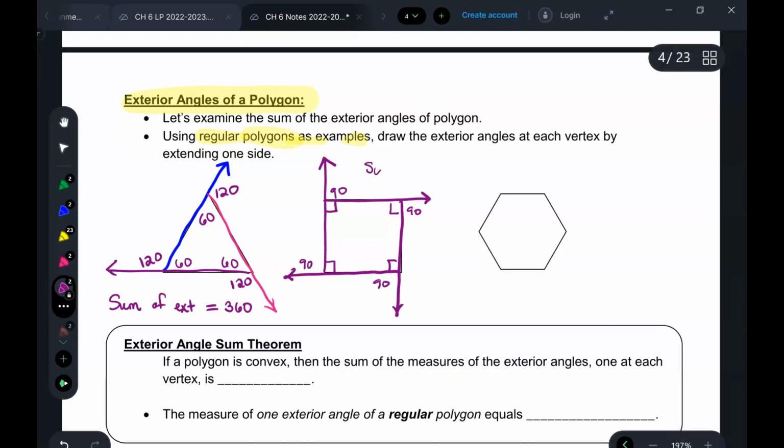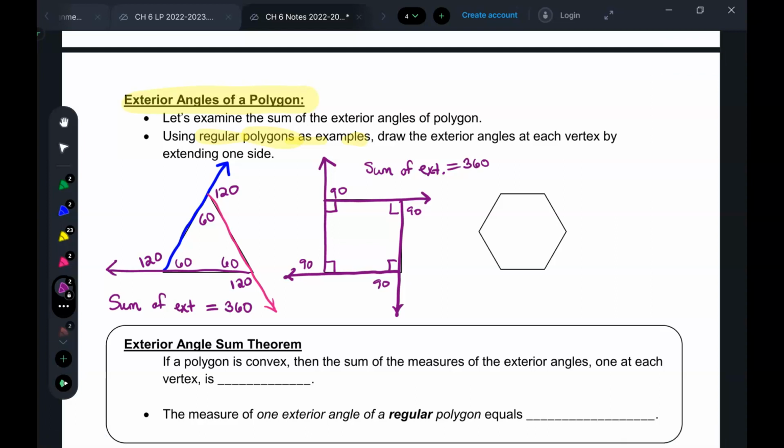Why is that? This is 90, so this has to be 90. This is 90, this has to be 90. Because these are all linear pairs, just like in the triangle. What is the sum of the exterior angles? 90 plus 90 plus 90 plus 90. Are they all 90? Yes.